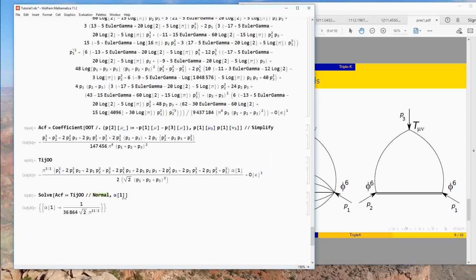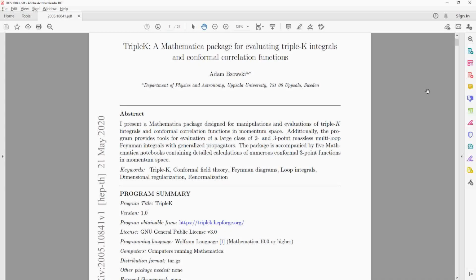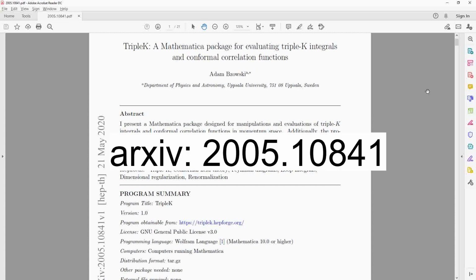So this wraps up my presentation of the TripleK Mathematica package. I hope I convinced you that these horrible calculations are not that horrible after all, and I showed you how you can apply them to holographic cosmology.